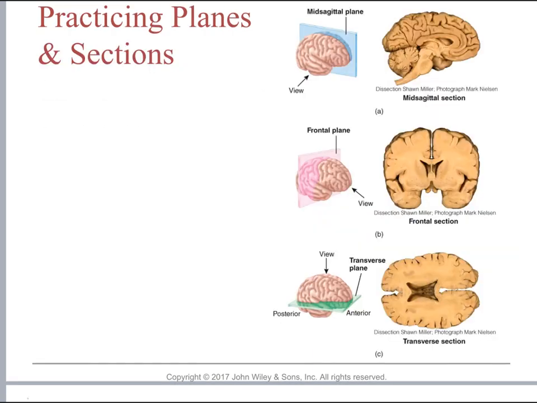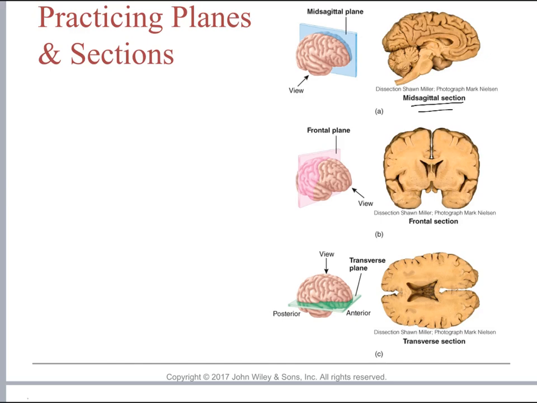Why are these planes and sections important? Different cuts and different planes give us different views into similar organs. So let's look at this brain right here. Which plane would be the preferred cut to look at the majority of structures found in the human brain? The answer is this mid-sagittal cut.